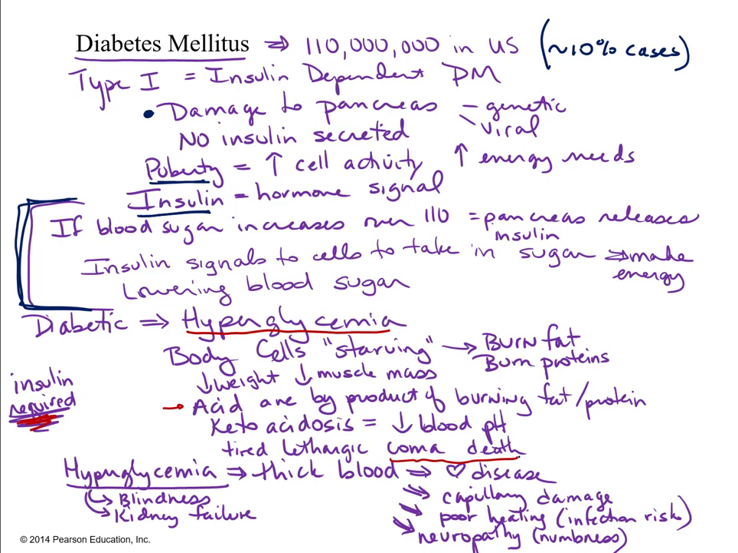This is why people that have diabetes end up with capillary damage. They end up with neuropathy. What's neuropathy? Disease of the nerves. So literally what happens, some people describe it as feeling like their feet are always half asleep. You know how if your arm falls asleep, when it wakes up you get the pins and needles. Some people describe their legs feeling like that all the time.